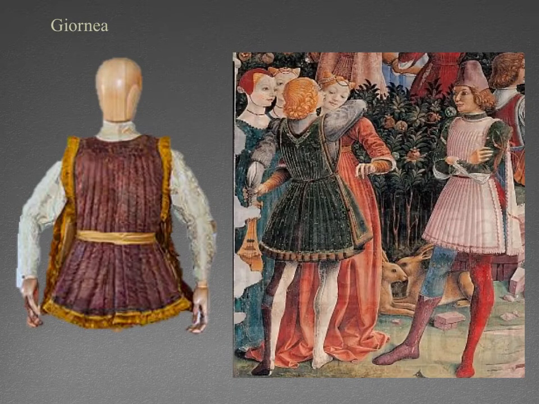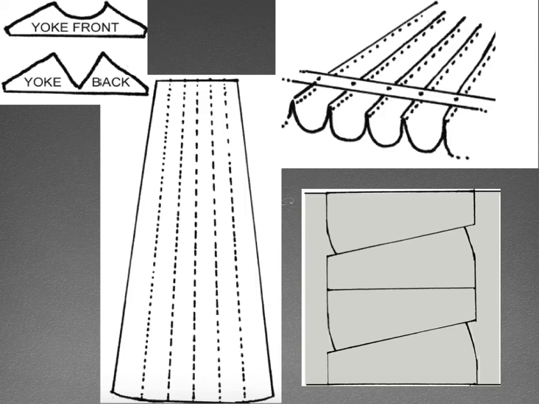Here's another painting example. And then on the left, you can see an existing giornea from the period. So it's kind of like the houppelande with those kind of scalloped prints. And you can see here how the fabric is curved into these half circles, and then they're stitched together so that those curves stay in place. And then they're stitched onto a ribbon or a cord on the inside to hold them in place.